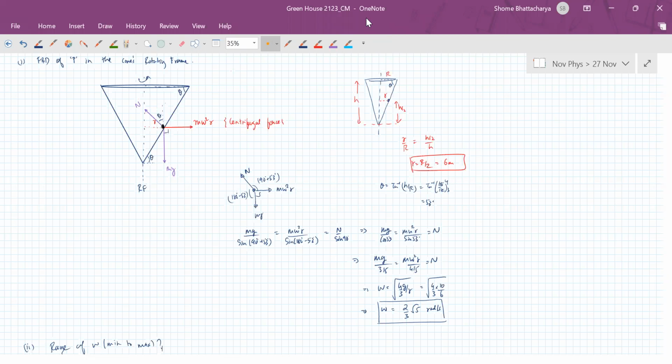Exactly. So for minimum omega, you have to look at the situation where you reduce omega compared to the upper value, 2 by 3 root 5. Then mg sin theta dominates over the centrifugal force's component up the inclined plane. So there's a tendency to slip down. So now friction starts acting up the inclined plane. Yes, sir.